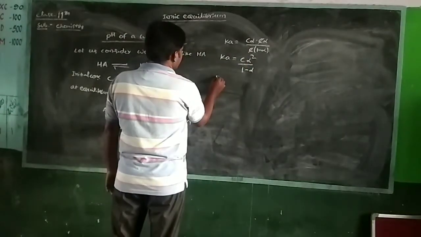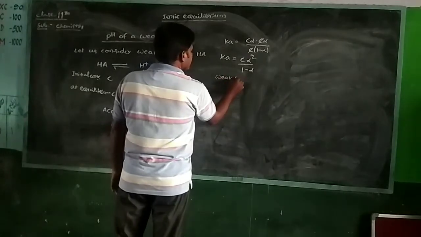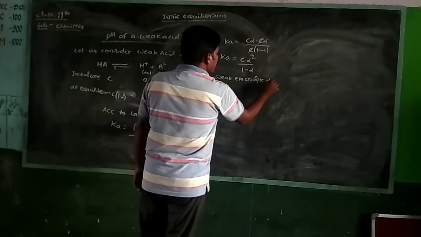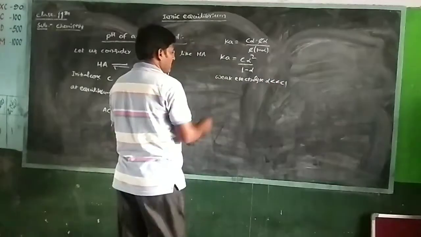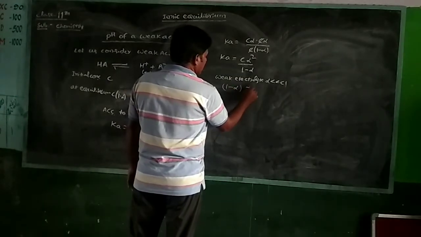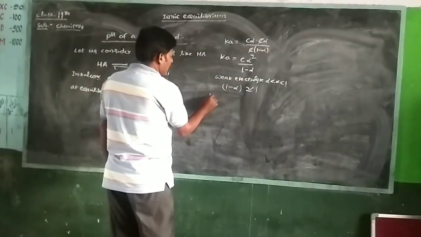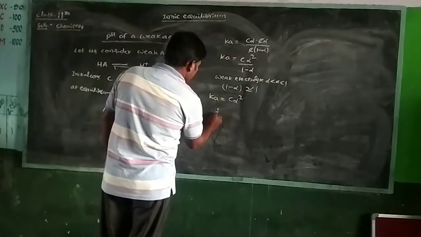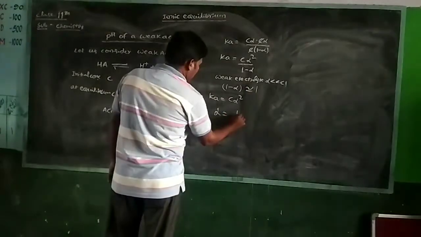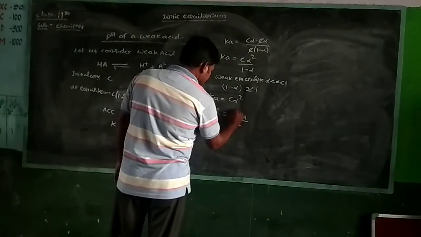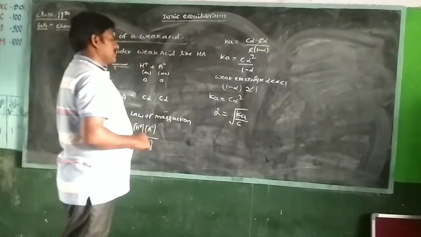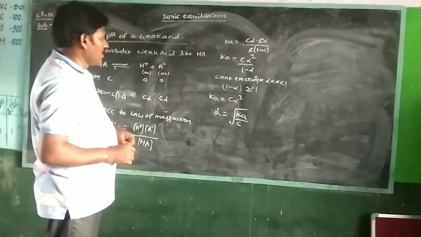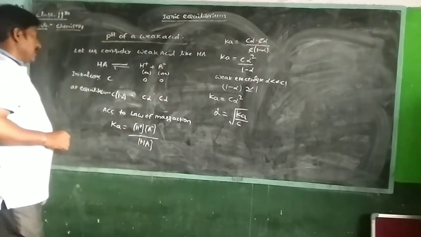For weak electrolytes, alpha is very much less than 1. That's why you can write 1 minus alpha is approximately equal to 1. So Ka is equal to C alpha square. Alpha is equal to the degree of dissociation, root Ka by C.